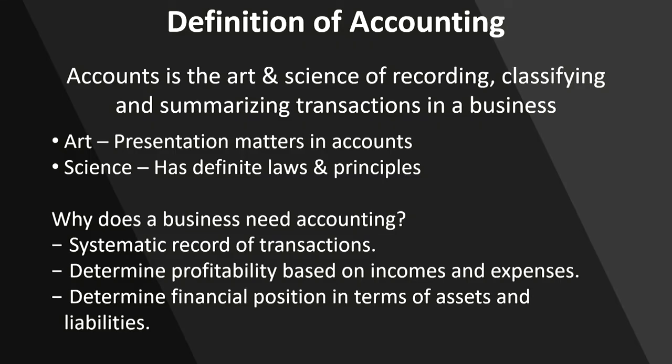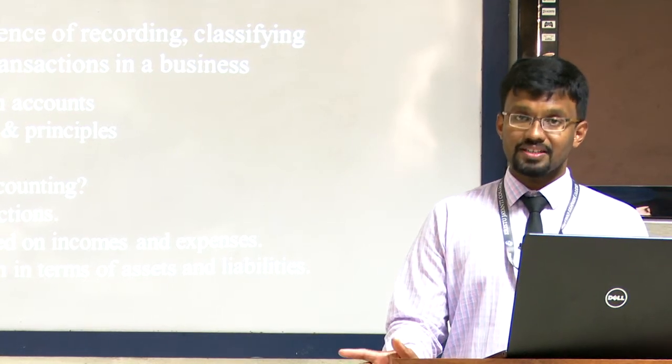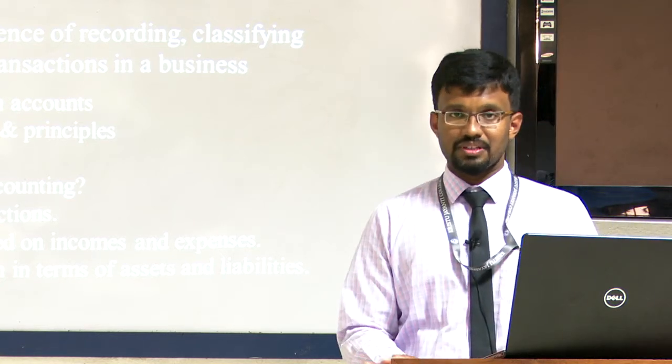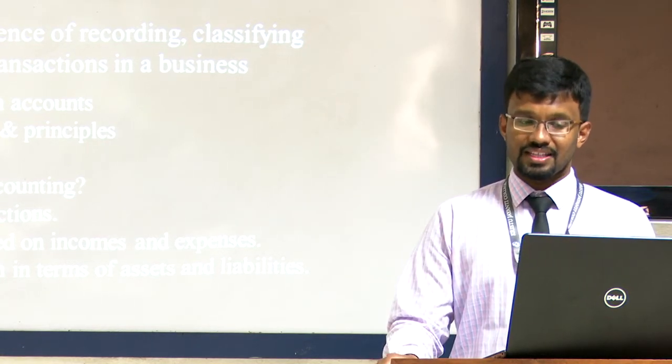So accounting has got two major parts. It is said to be an art, it is said to be a science. Accounting is said to be an art because presentation matters a lot in accounting. It is said to be a science because it has definite laws, it has definite principles. So that's the reason why it is said to be the art and the science.